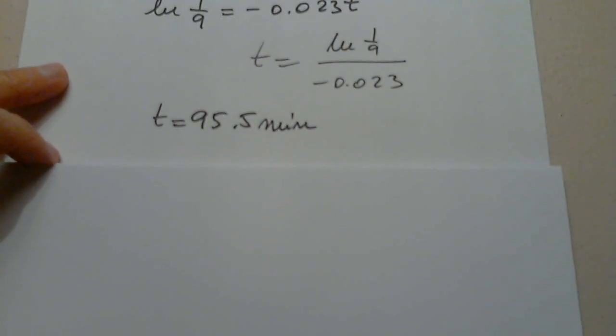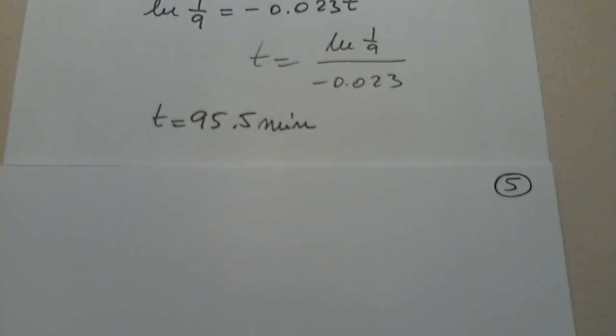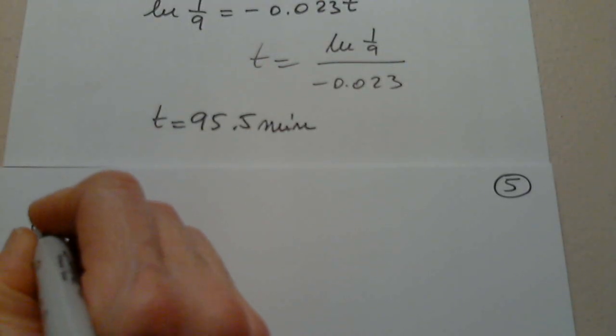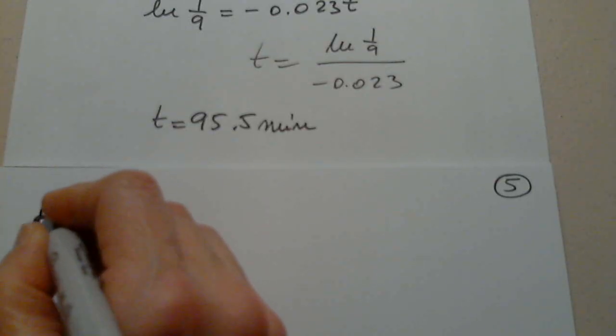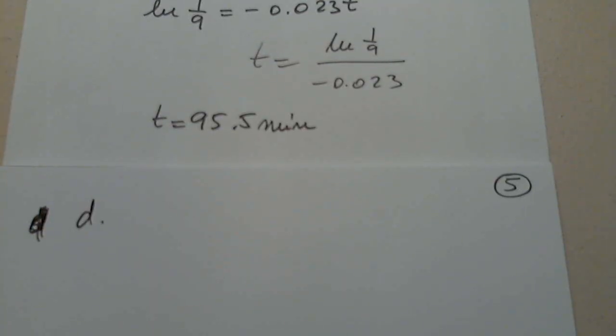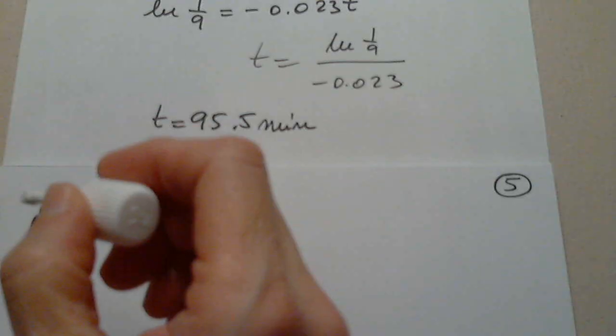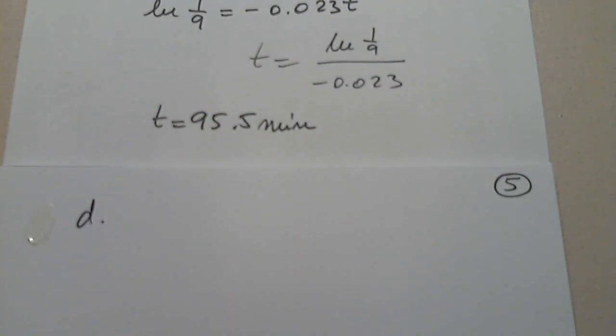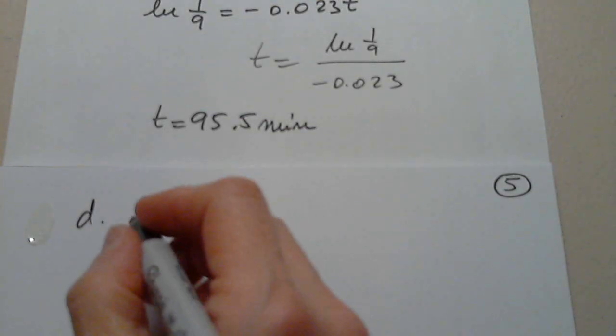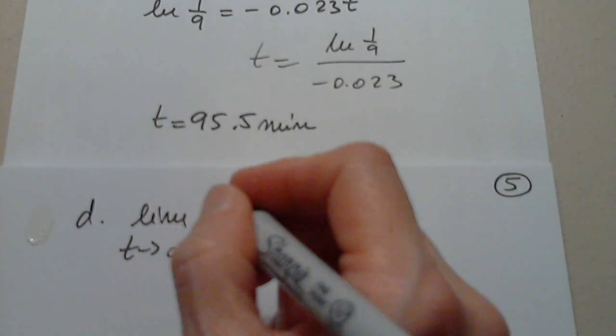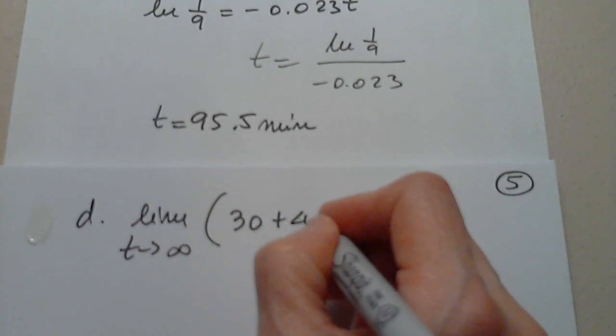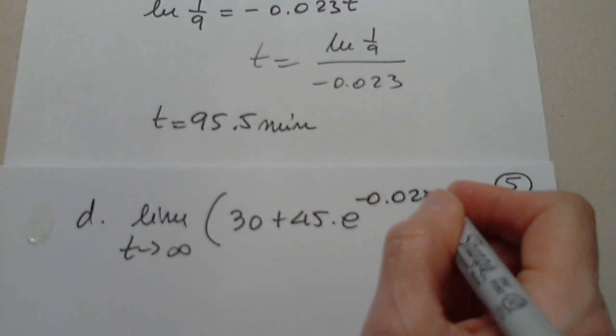Good. Final question. They're asking us to find the limit of this function as t approaches infinity. So this is part D. What am I doing there? They want us to find the limit as time approaches infinity of 30 plus 45 e to negative 0.023t.